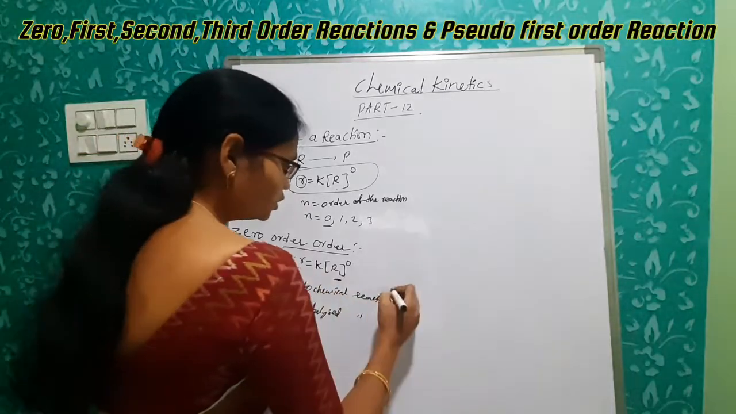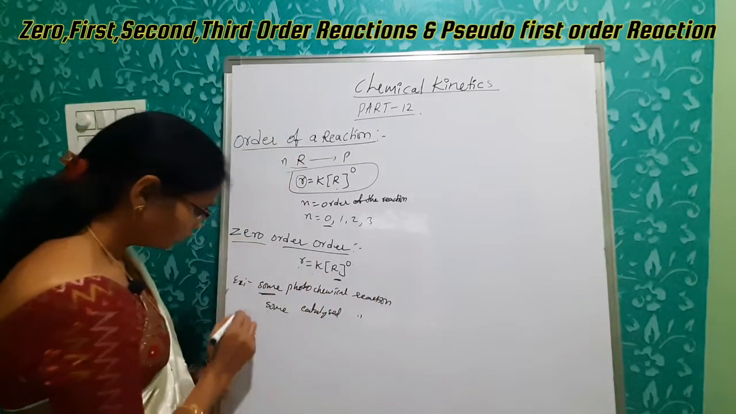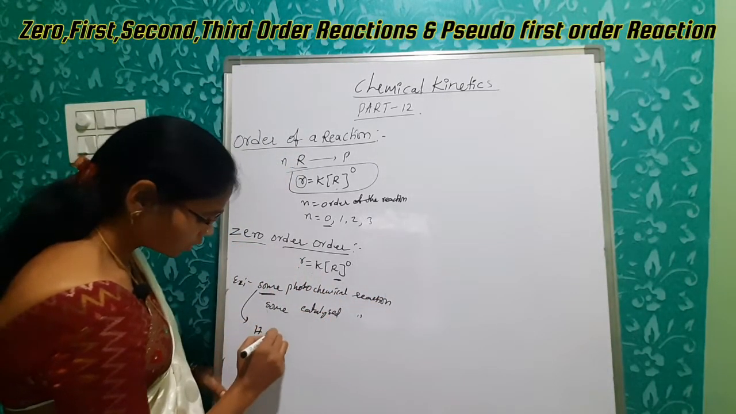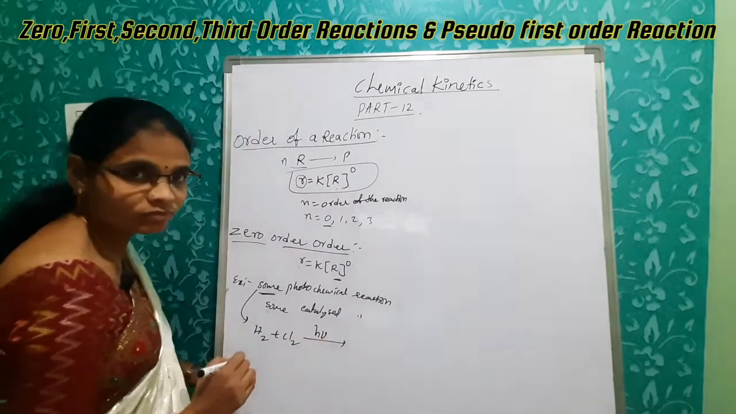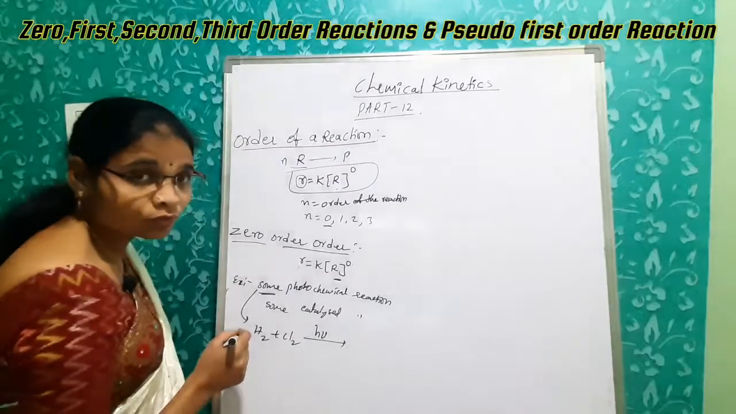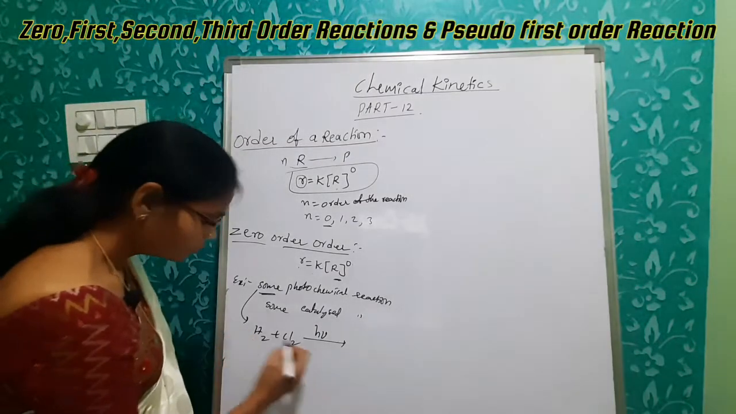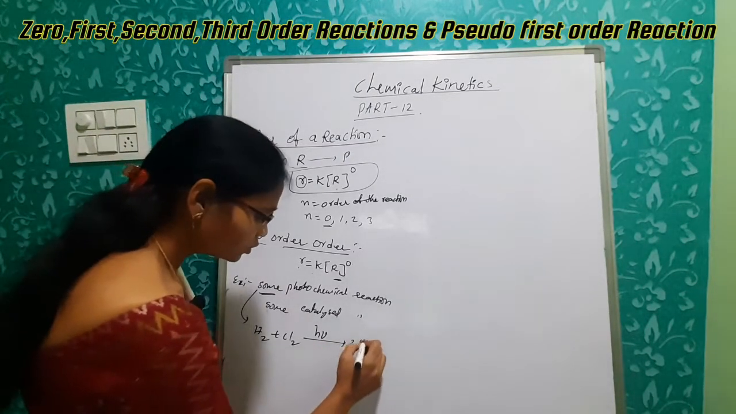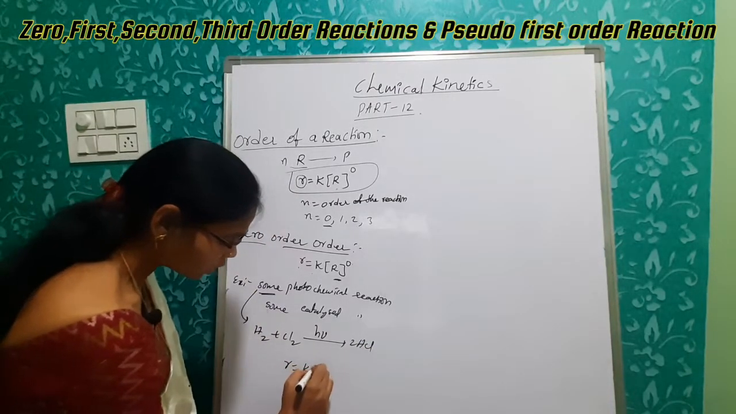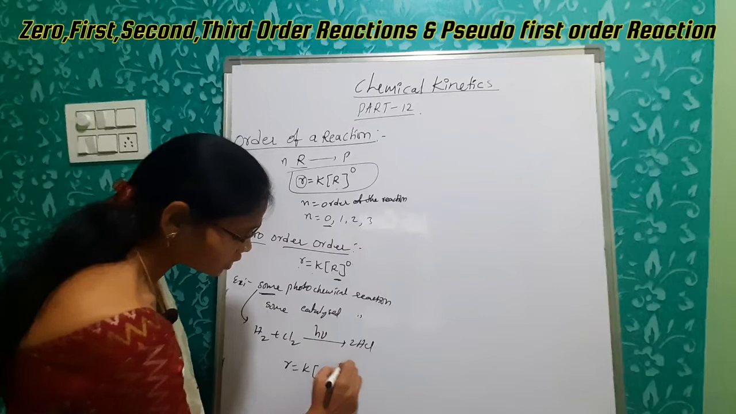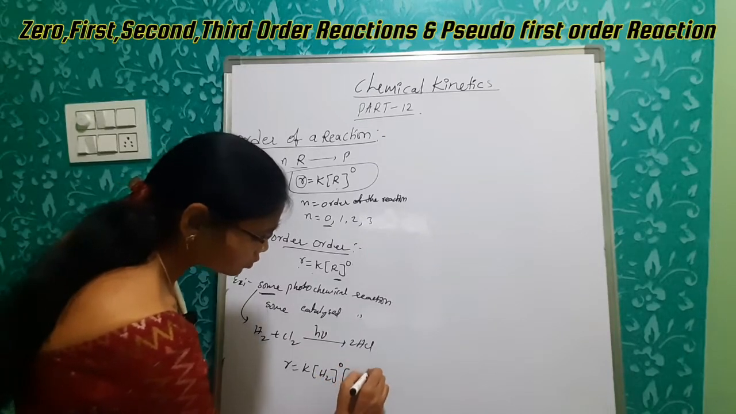See here, a photochemical reaction. Suppose H2 reacts with Cl2 in the presence of light, photo meaning light, then forms 2 HCl. It follows a 0 order reaction, meaning R is equal to K into concentration of H2 power 0, concentration of Cl2 power 0.